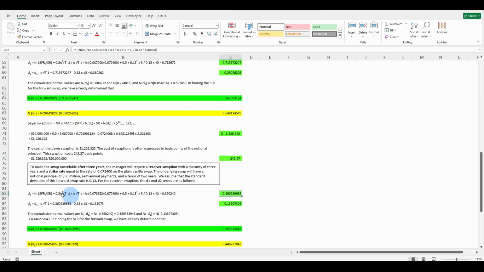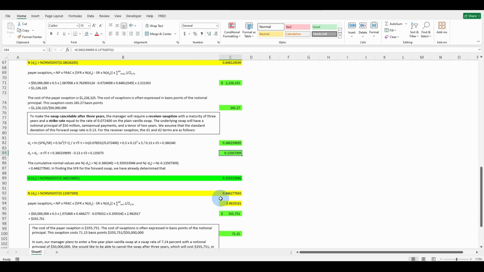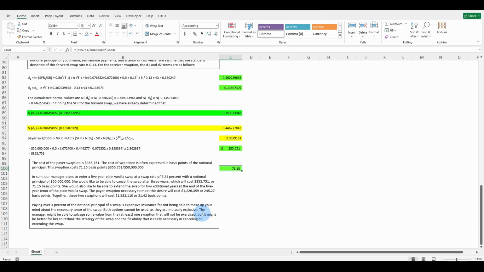We're going to use this same formula here, and we're going to crunch this number for d1 and d2. Look at these numbers here and just go up to the top, and you can plug and chug. Normal distribution, d1, d2. The cost of this is $355,000 or 71 basis points. The cost of the receiver swaption equates to 71 basis points or $355,000.